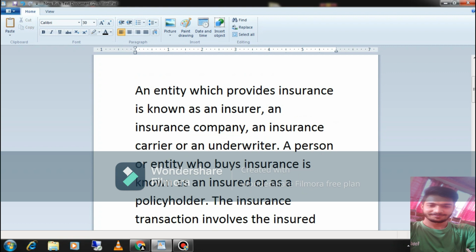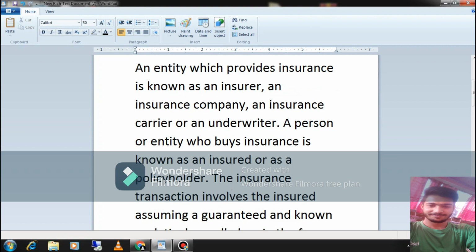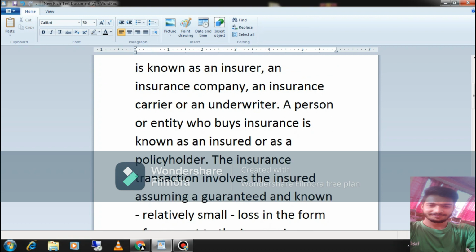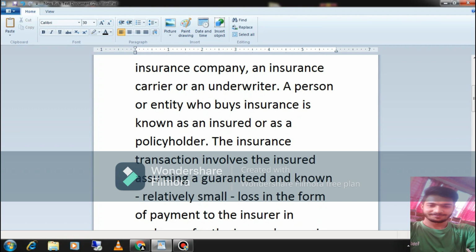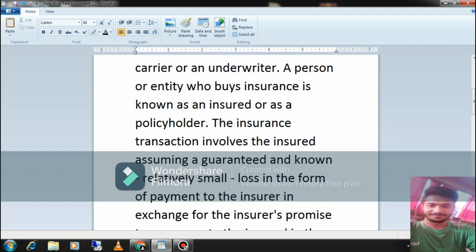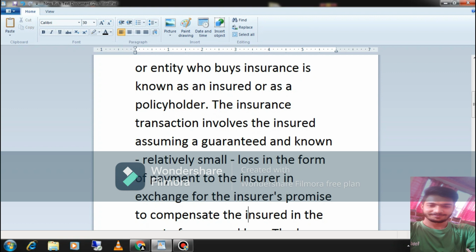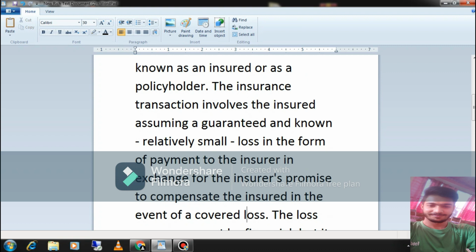The insurance transaction involves the insured assuming a guaranteed and relatively small loss in the form of payment to the insurer, in exchange for the insurer's promise to compensate the insured in the event of a covered loss.